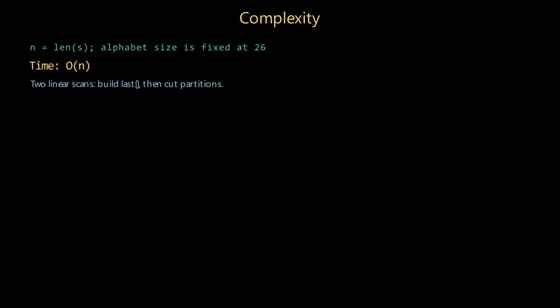Time is O of n, because we scan the string twice and each scan is linear. Space is O of 1 because the string only has lowercase English letters, so the last index map has at most 26 entries. As usual, the returned answer list is not counted as auxiliary space.